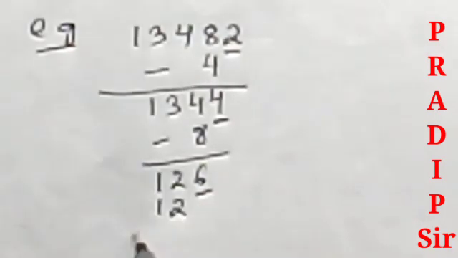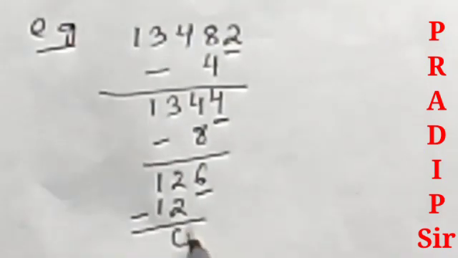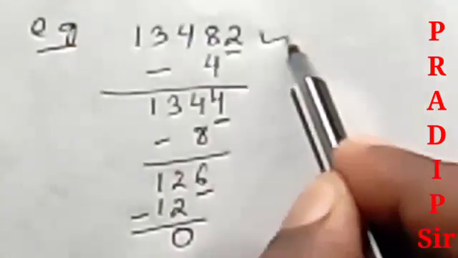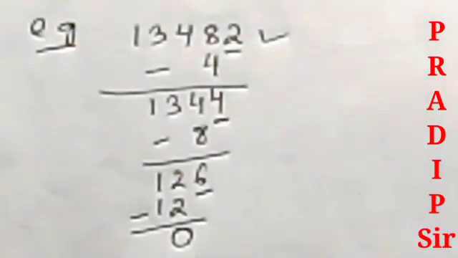That means if we subtract, the result is 0, and if the result is 0, this 0 is divisible by every number. We know 0 is divisible by every number, so the given number 13,482 is divisible by 7.